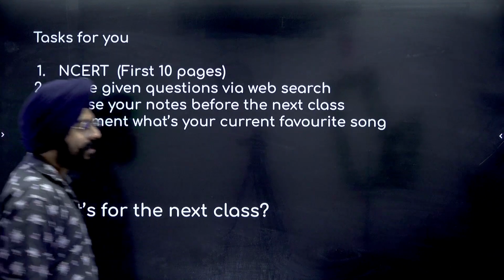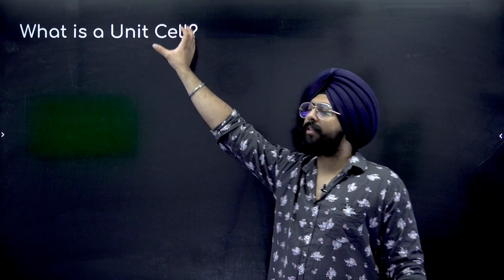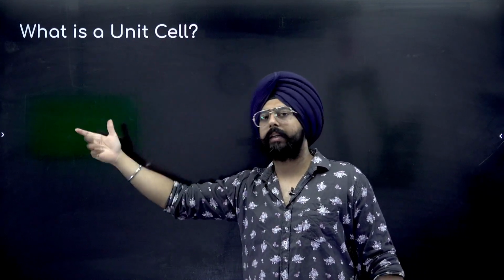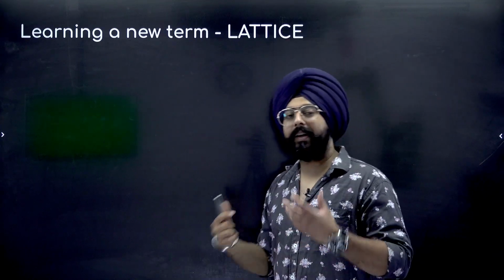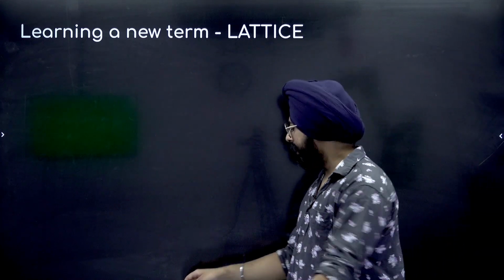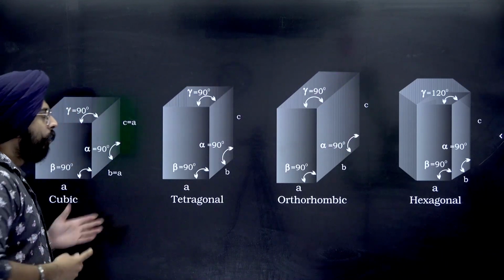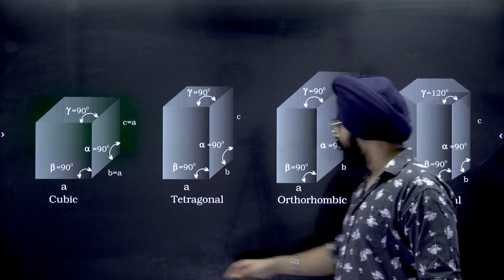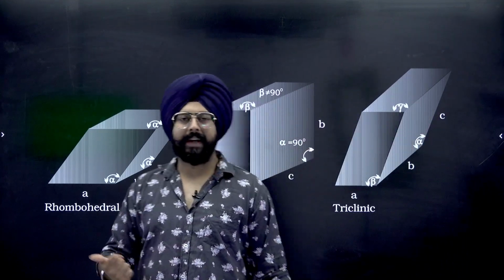And what's going to happen in the next class? People, in the next class, we are going to go further in this chapter and understand what is a unit cell. Very important. This forms the basis of most of the questions of solid state. What's a unit cell? When we arrange unit cells together, we get something called the lattice. What is a lattice? How do you define a lattice? What is meant by lattice? We'll understand the meaning behind these images. Why do we have to study them? Tetragonal, orthorhombic, what's going on? We'll learn about all of this and much more in the next class.